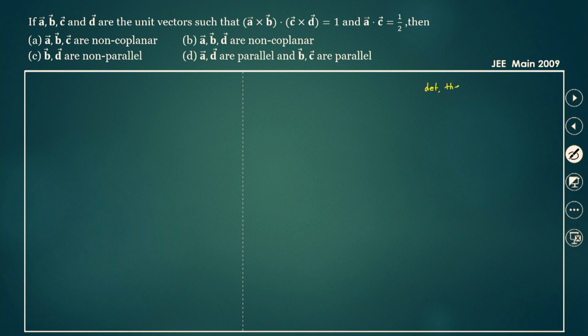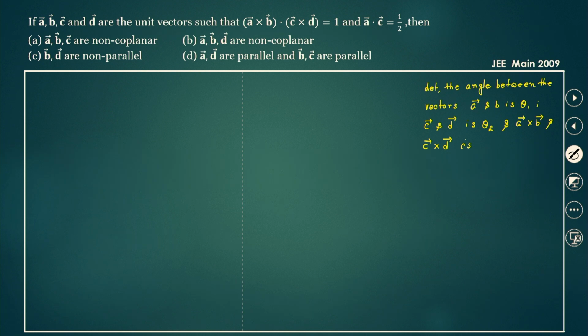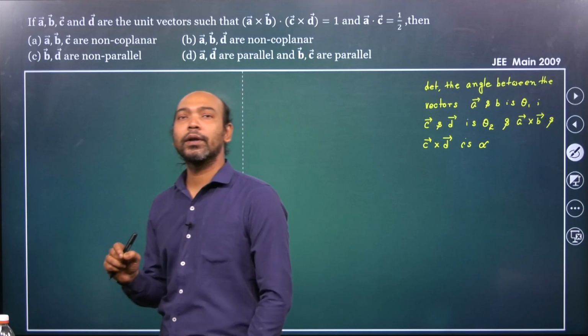the angle between the vectors A and B is theta 1, the angle between C and D is theta 2, and the angle between the vector A cross B and the vector C cross D is alpha. Okay, so these are the important conditions.